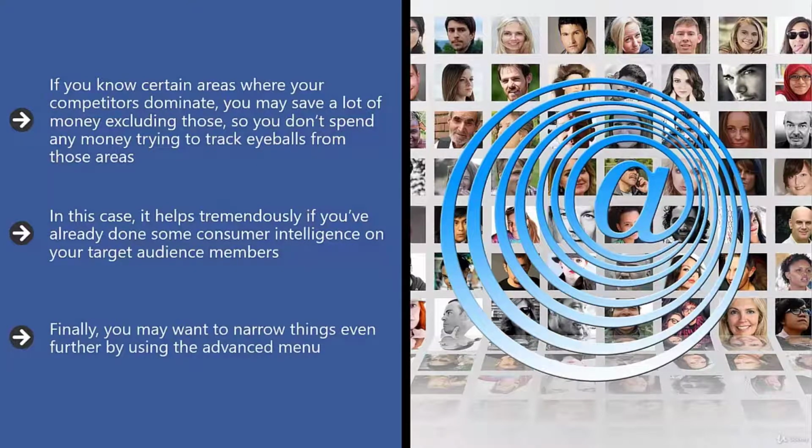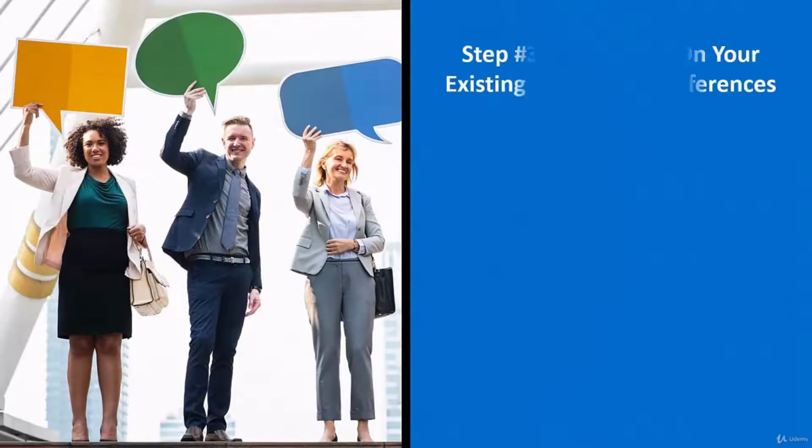Finally, you may want to narrow things even further by using the advanced menu. Using this option, you can select by cultural group, job type, type of office the person has, education level, and relationship status. Step number 3, get insights on your existing audience's preferences.